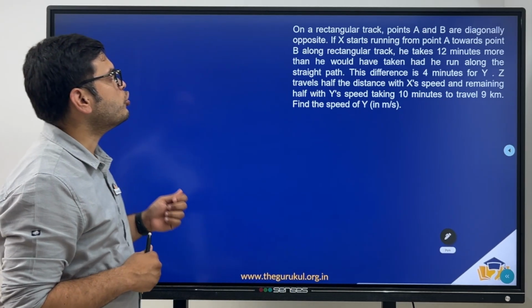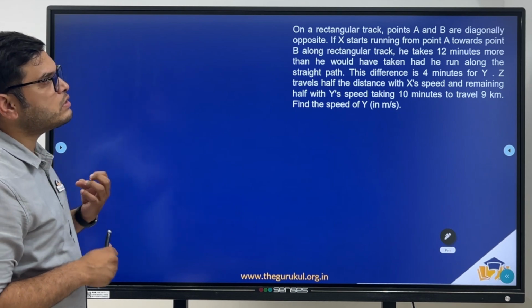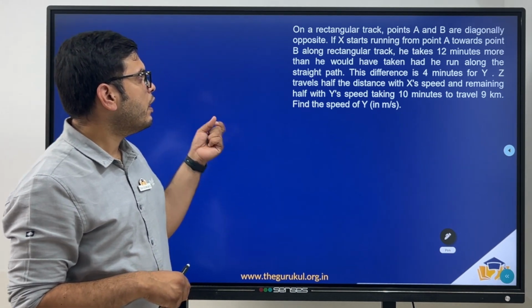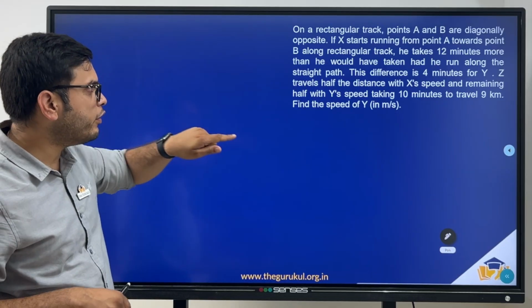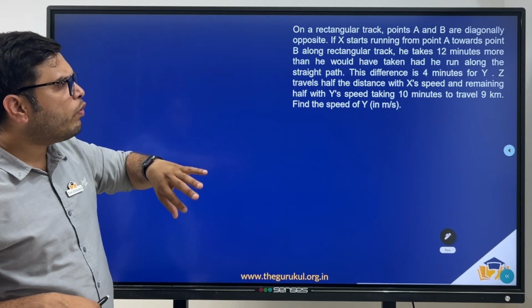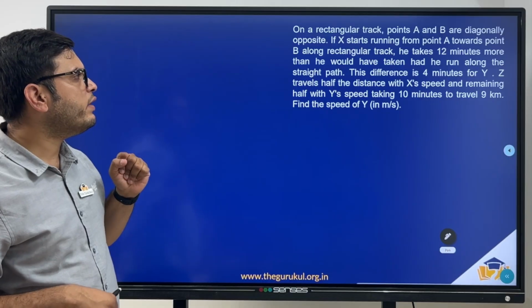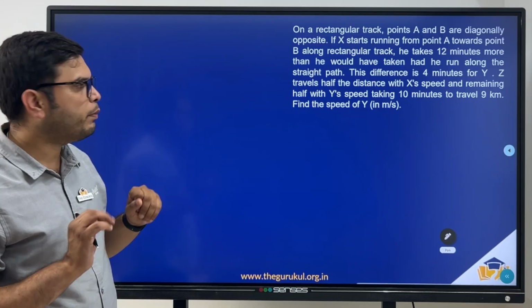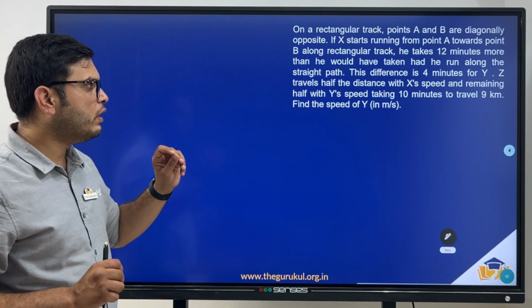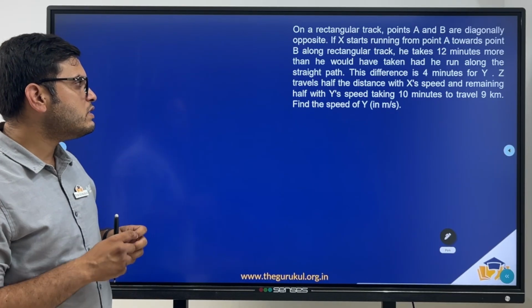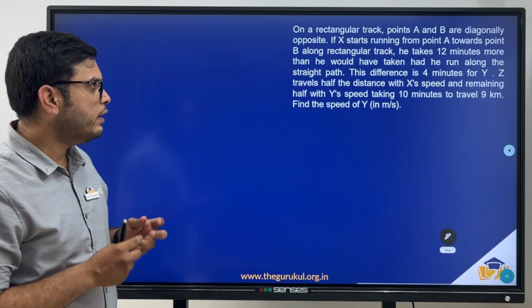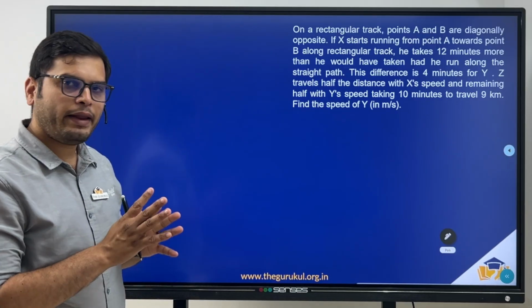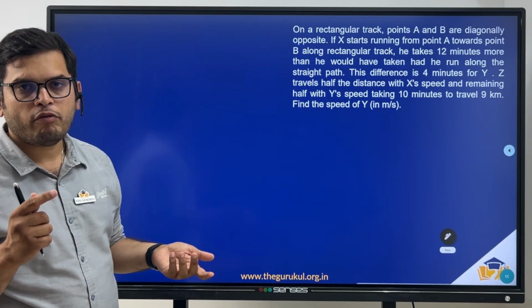Now coming to the fourth question. On a rectangular track, points A and B are diagonally opposite. If X starts running from point A towards B along the rectangular track, he takes 12 minutes more than he would have taken had he run along the straight path. The difference is 4 minutes for Y. Z travels half the distance with X's speed and the remaining half with Y's speed, taking 10 minutes to travel 9 kilometers. Find the speed of Y.